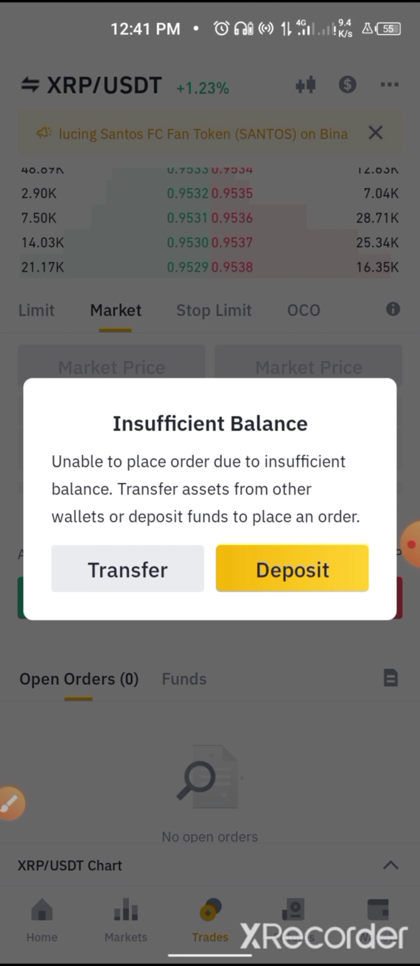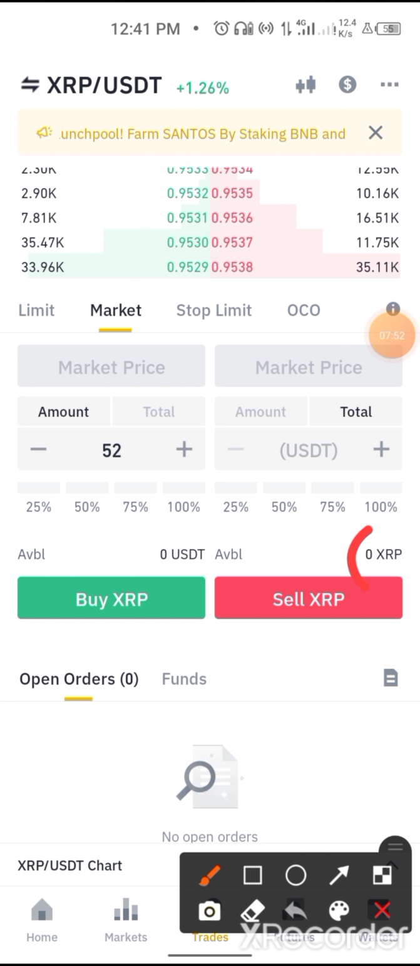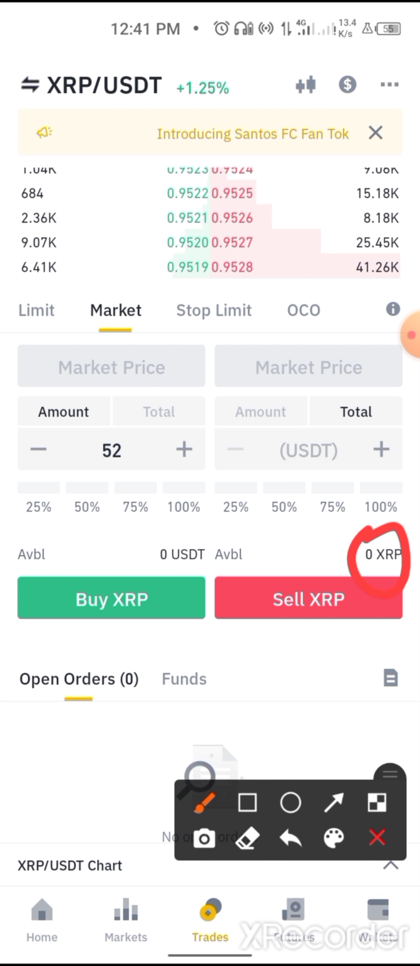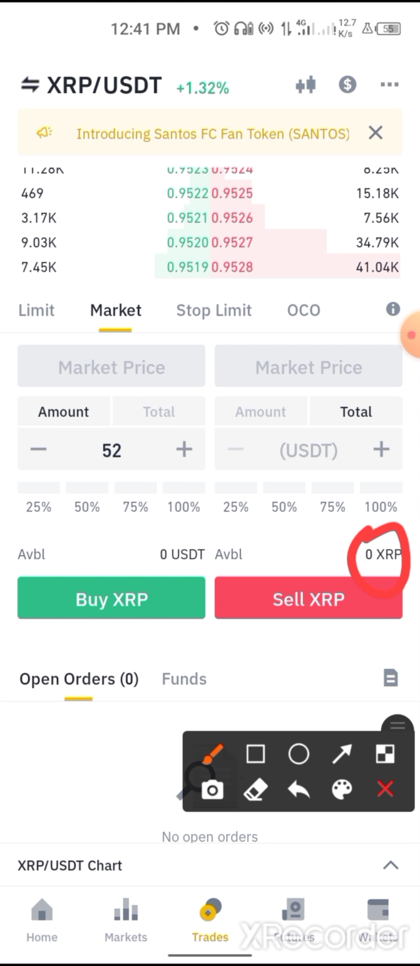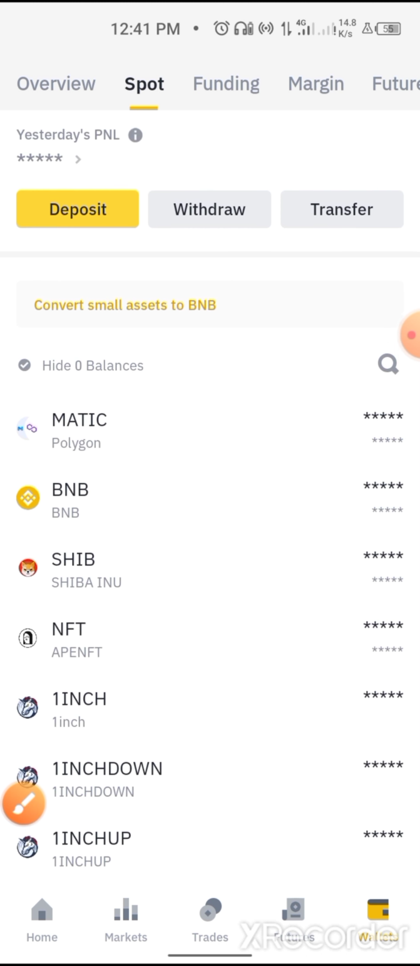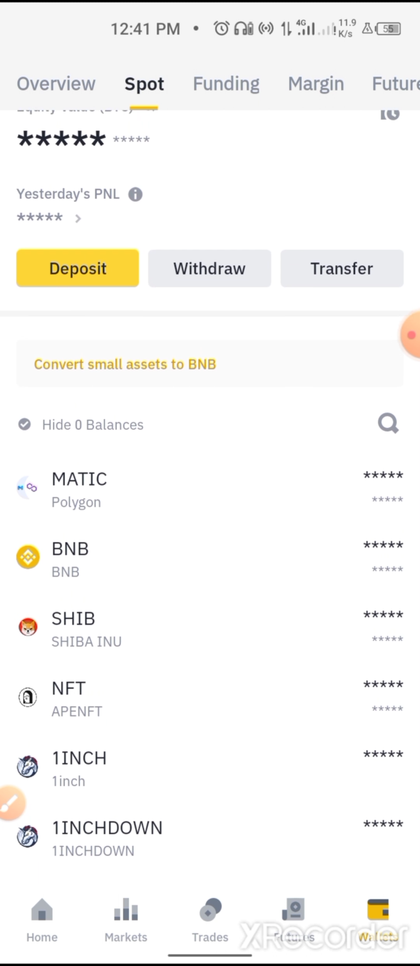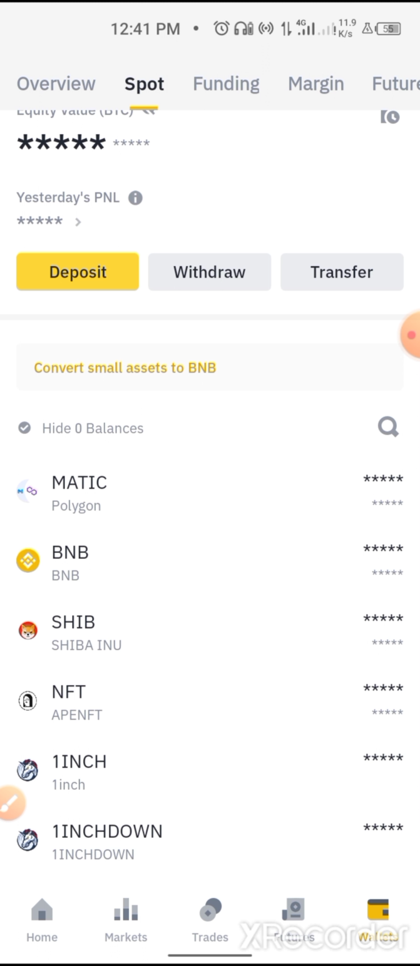Immediately I click on buy, you can see insufficient fund. Immediately I click on buy using the market order, it is going to purchase the tokens immediately and it is going to appear here. I'll now be seeing my available balance in XRP. I can also go down to the wallet here. If I click on the wallet, it's going to show me all I need to know about all the coins I've purchased. As you can see, the tokens you've purchased are going to appear here.